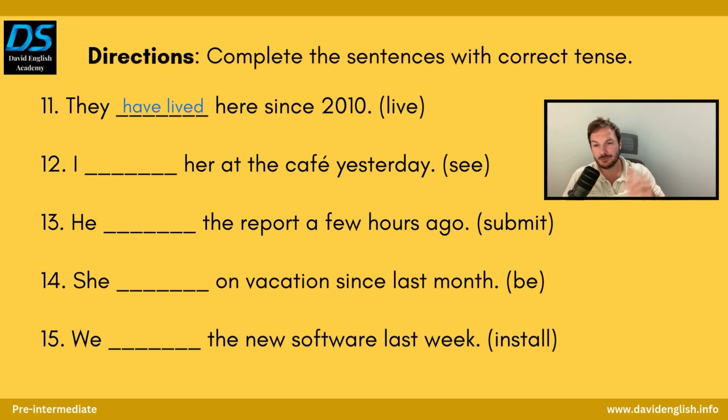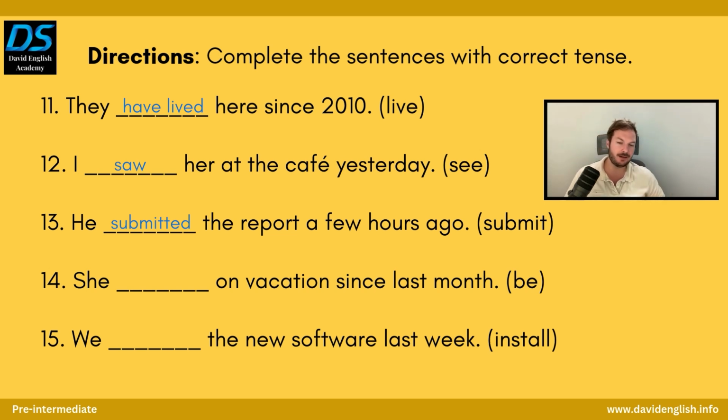Here, number 12, I blinked her at the cafe yesterday. Yesterday, oh ho ho. Here we have a finished time in the sentence. We're automatically going to go straight into past simple. I saw her at the cafe yesterday. 13, he the report a few hours ago. Ago is a finished time. He submitted the report a few hours ago.